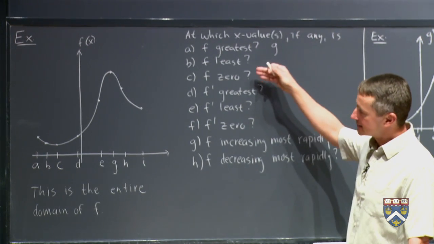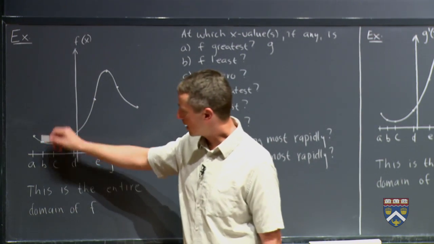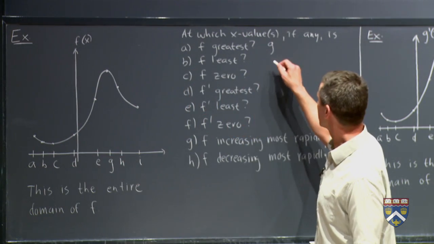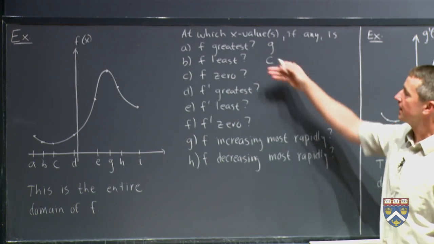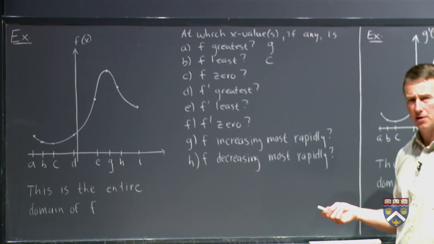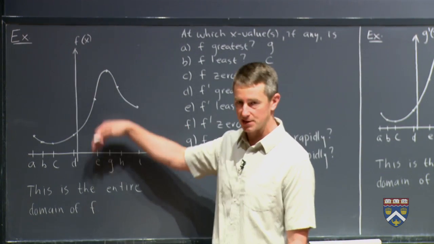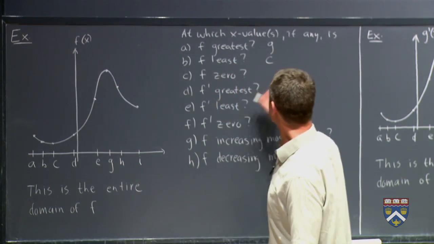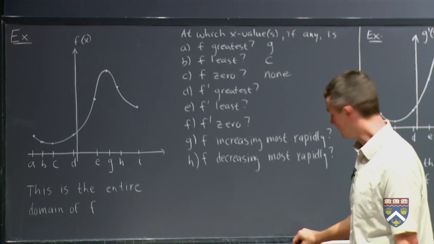What value is x least? In other words, where was the temperature the lowest during this day? And that would be at time c, when we were at the lowest y value. And at what x value, if any, was the temperature 0? So was there ever a place where the y value of this graph was 0? No. The y values here are always positive, right? We're always above the x-axis. So the answer to that is none. Nope, never happened.